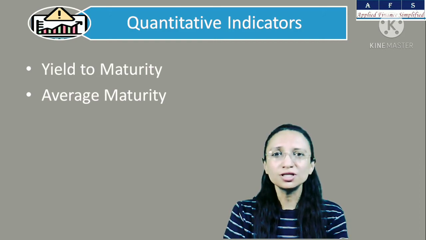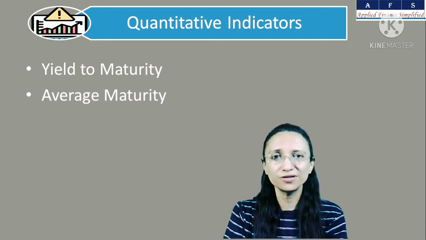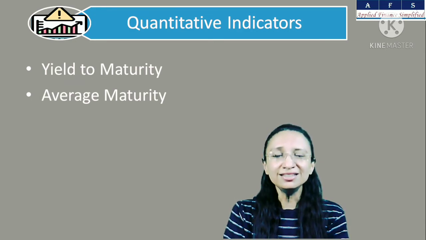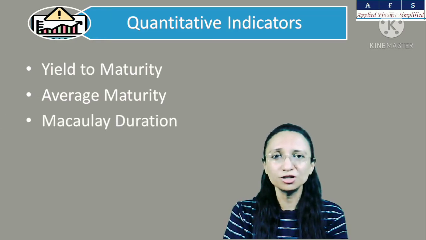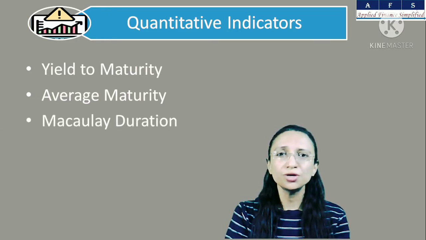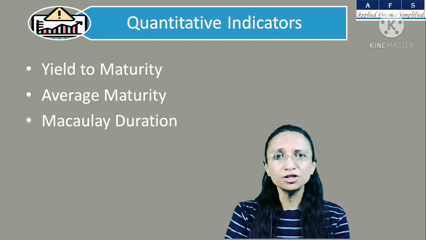The average maturity is the weighted average of the current maturities of debt securities involved in the fund. So this will be given in the number of years. Then the next ratio is called Macaulay duration. Macaulay duration is the weighted average term to maturity of the cash flows from a given bond. This Macaulay duration data will be given for each scheme.